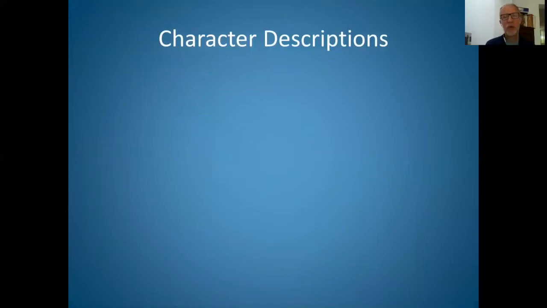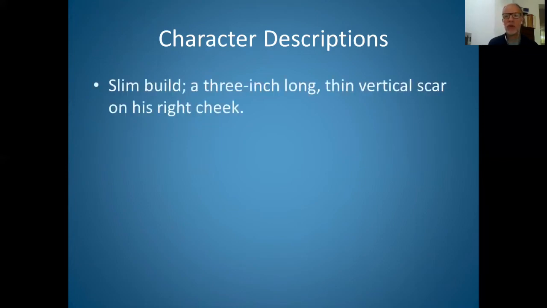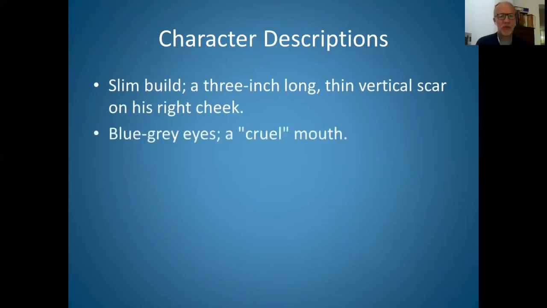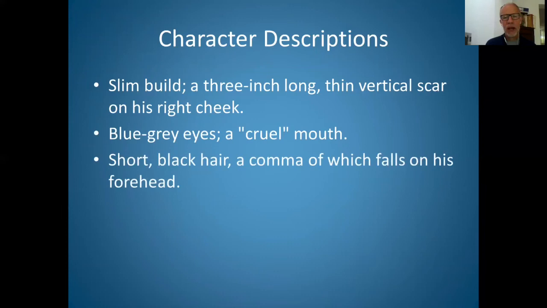And don't forget, you can pause when I've given you the description, see if you can get it before I give you the answer. What about this? Slim build, 3-inch long, thin vertical scar on his right cheek, blue-grey eyes, a cruel mouth, short black hair, a comma of which falls on his forehead. Any guesses? Pause if you want to think about it.